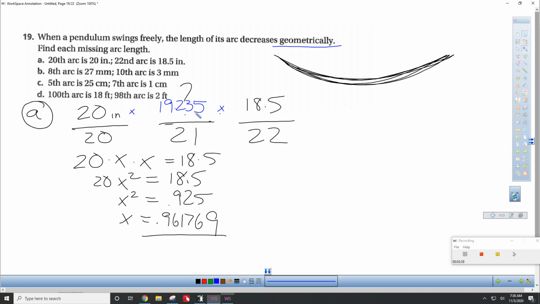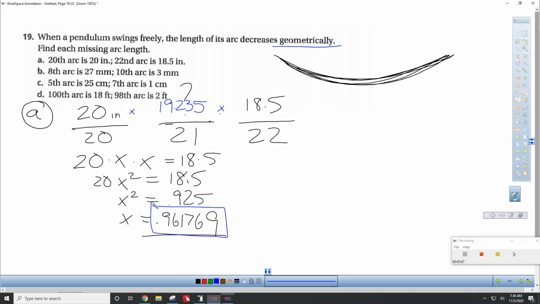Now, take that number in your calculator and multiply it by this. It better give you 18.5, or we rounded it incorrectly. You might want to just go up and hit enter. Good. So that's a good way to check your answer. All right, so now we can do B, C, and D a lot quicker.